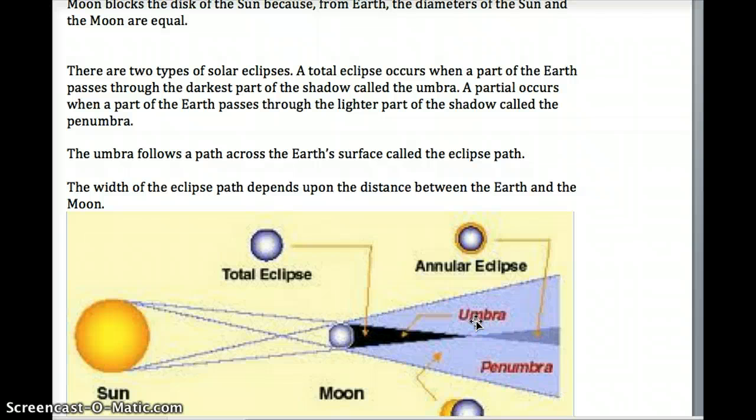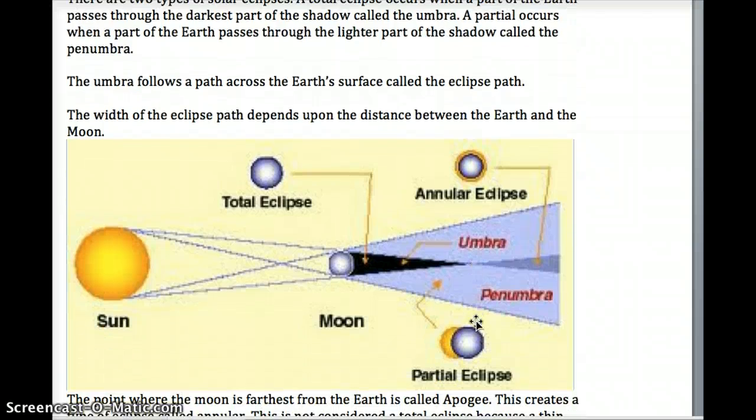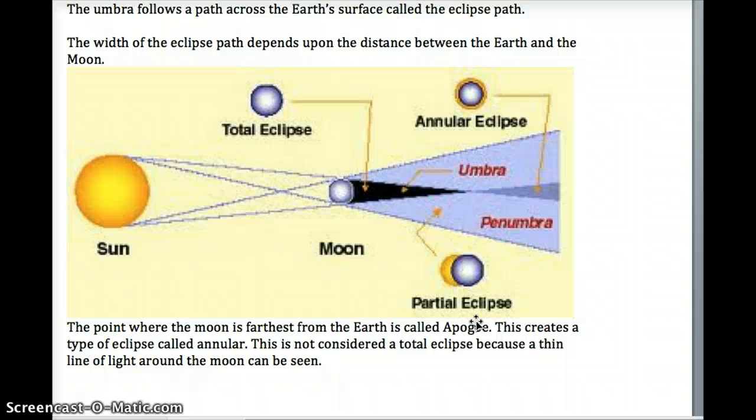The umbra follows a path across the Earth's surface called the eclipse path. The width of the eclipse path depends upon the distance between the Earth and the Moon. The point where the Moon is the farthest from the Earth is called apogee. This creates a type of eclipse called annular. This is not considered a total eclipse because a thin line of light around the Moon can be seen.